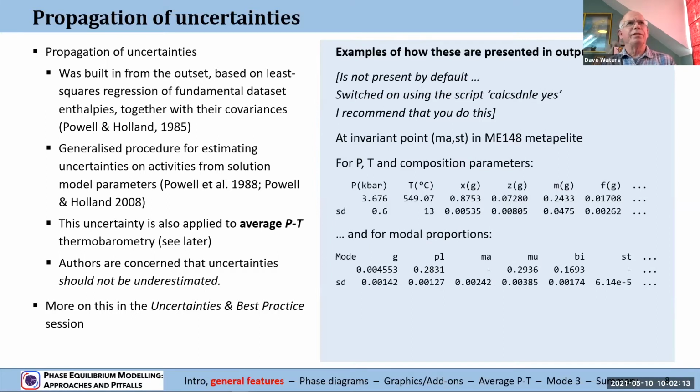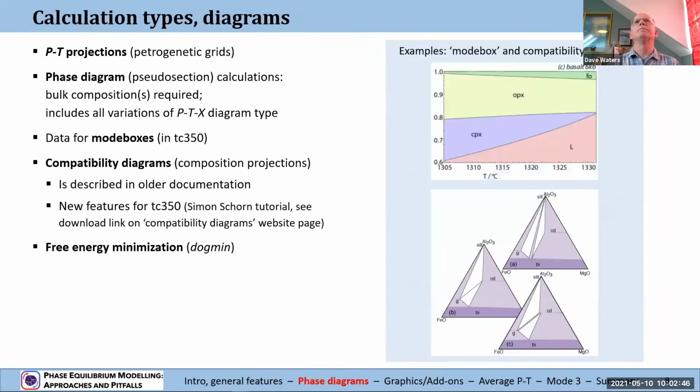Both the dataset and the activity uncertainties are also applied in the average PT thermobarometry, which we'll see later. Fundamentally, the bottom line is that the authors, Powell and Holland, are concerned that we don't underestimate the uncertainties involved in the thermodynamic calculations. So they're, in a sense, erring on the side of caution. I'll be saying a bit more about this when we come to the uncertainties session on Wednesday.